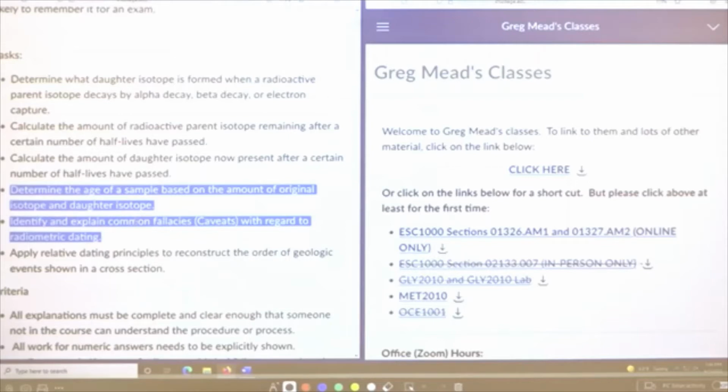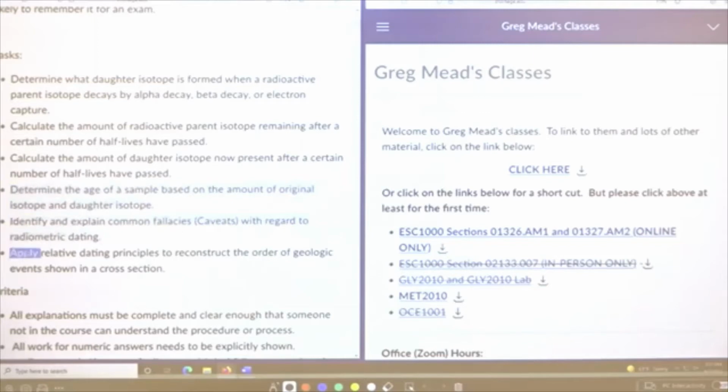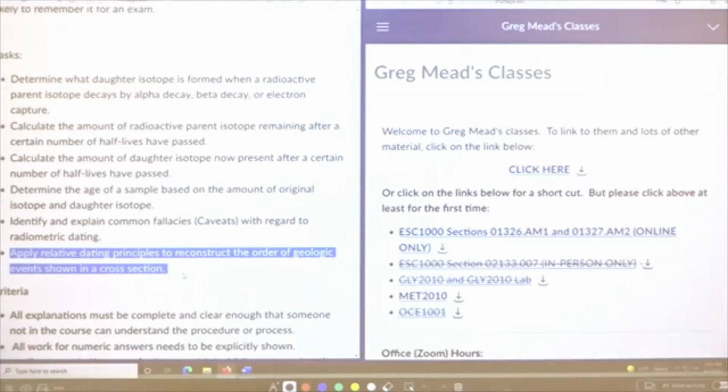And then finally, we're going to apply relative dating principles and figure out how to determine the order of geologic events in a hand-drawn geologic cross-section. I'll show you how to do this not only for the one that's in your class, in your investigation, but also other ones, and I'll show you where you can find ones that you can use to practice with.